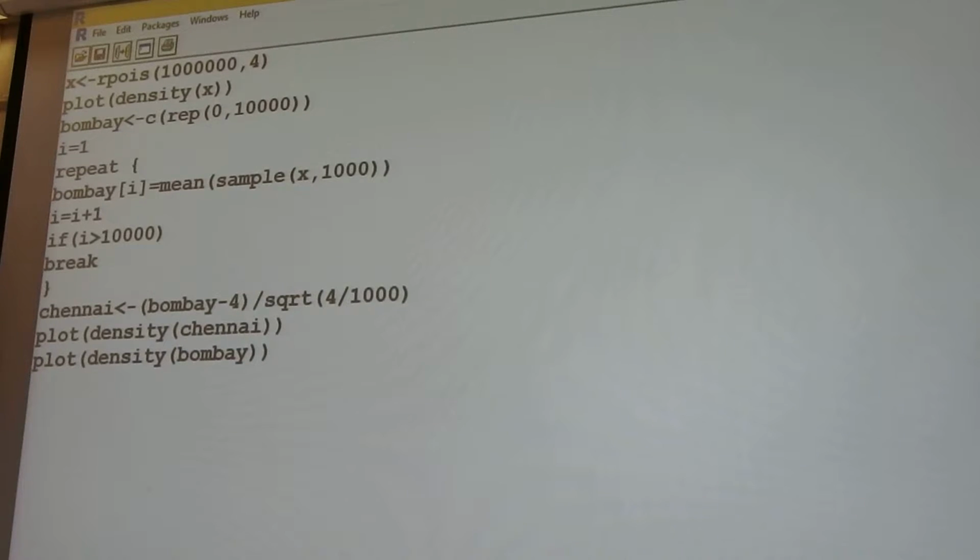4 upon 1000 is the variance of X bar. 4 is the mean of X bar. The variance of X bar is 4 upon 1000. So what did I do? Each value of X bar minus 4 divided by the standard deviation should be a standard normal. So see that. So plot the density.